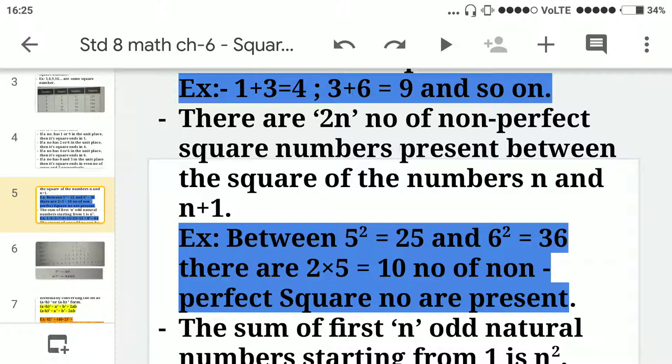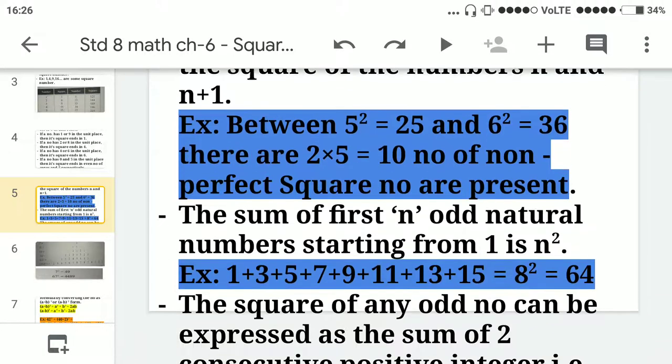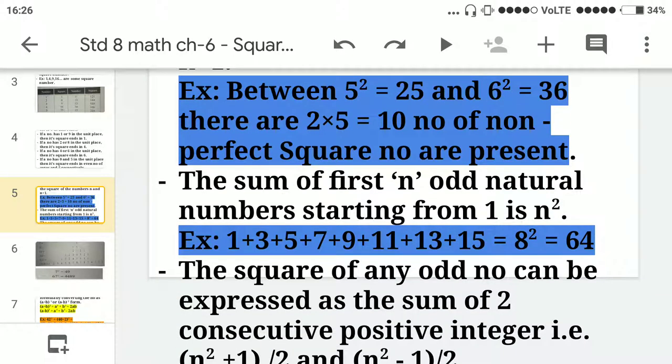So we can say that the number of non-perfect squares is 2 into 5, which is 10. The formula is 2n, simply 2 into the first number. So 2 into 5, there are 10 non-perfect squares present between 25 and 36. Okay. Then the sum of the first n odd natural numbers starting from 1 is n square.